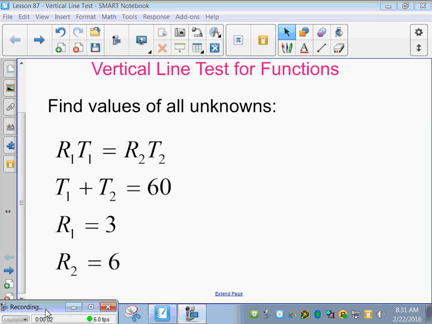So we've got R1 times T1 equals R2 times T2. So write that down. And then T1 plus T2 equals 60. R1 equals 3. R2 equals 6.